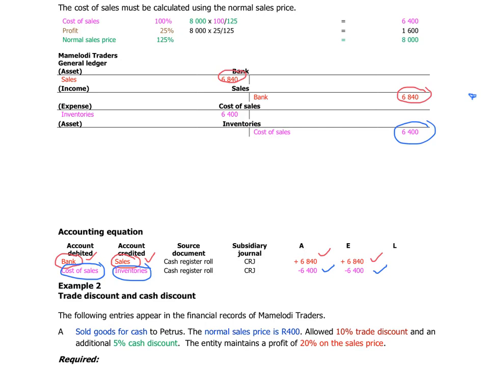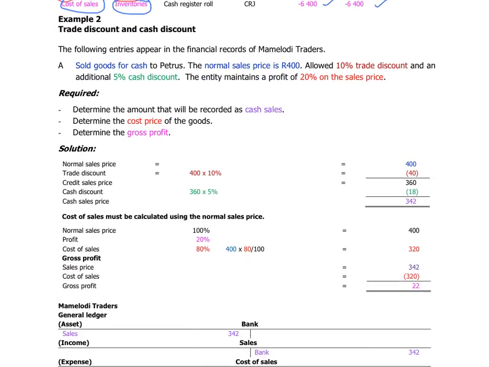Okay, so when you do an entry, determine whether there are trade discount or cash discount on this entry and deduct that before you calculate what is the sales price at which the goods were sold. Remember that the cost of sales must be determined on the normal sales price. If we go to example 2, here there's also trade discount and cash discount. The following entries appeared in the financial records of Mamelodi traders.